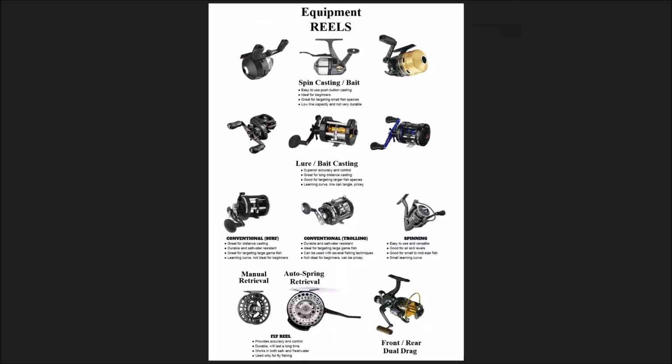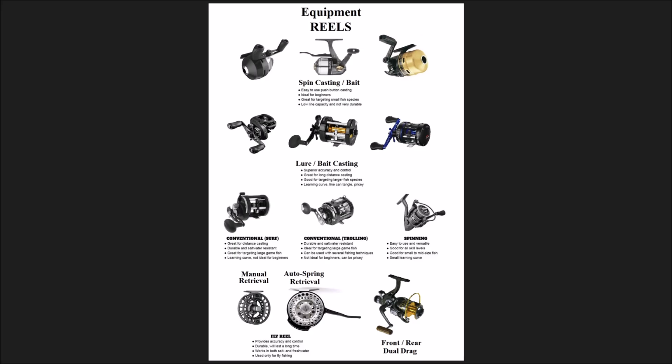Equipment, reels. Okay, the top row is spinning or spin casting reels. These are your old Zebcos, your closed face, and so on. Lure and bait casting are your open, or what we used to call thumbbuster reels. The next row down is a conventional surf reel, conventional trolling, and then a spinning. There are many types of spinning reels. The one that you see here is an open face spinning reel.